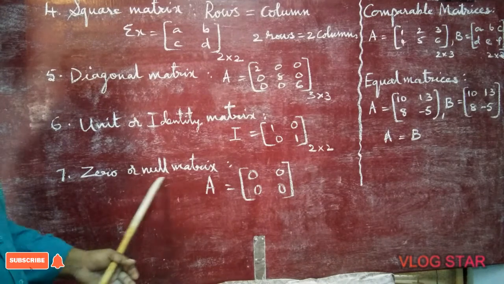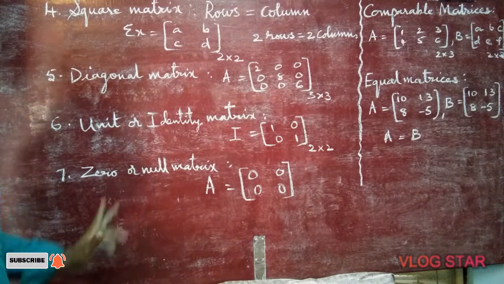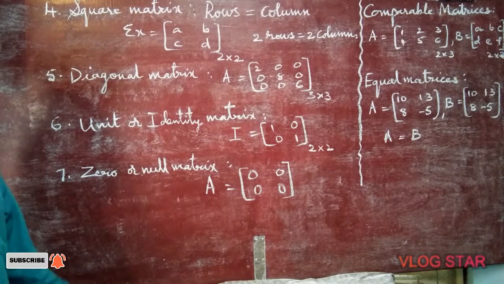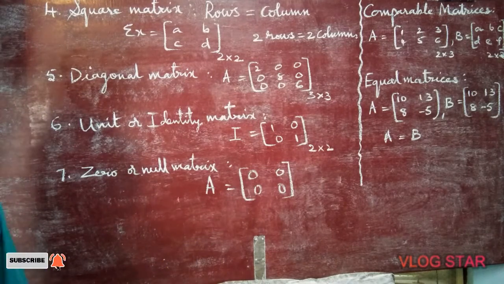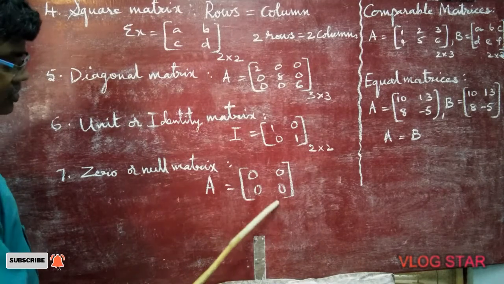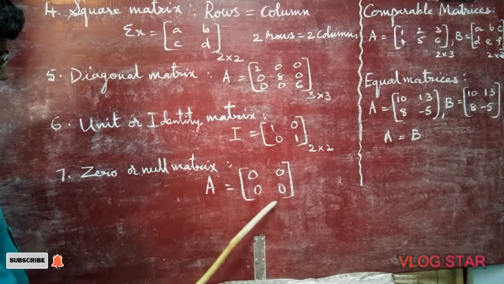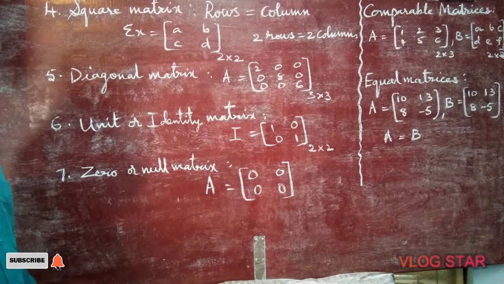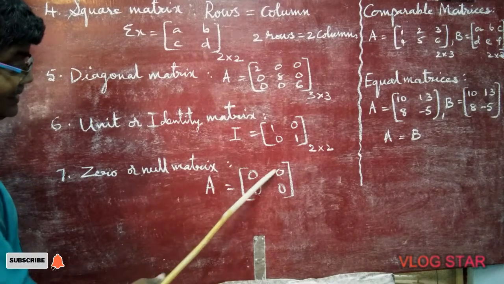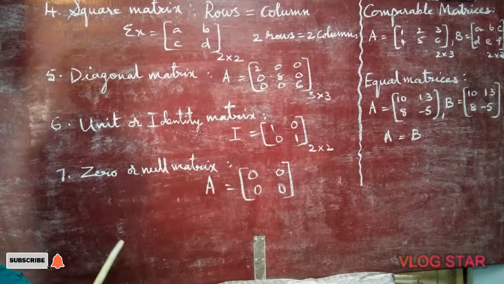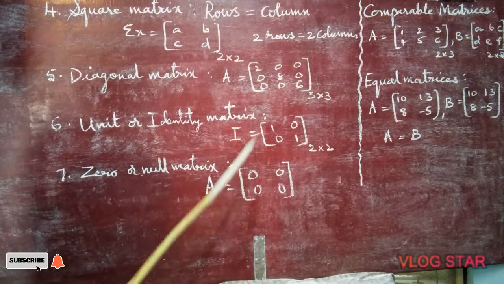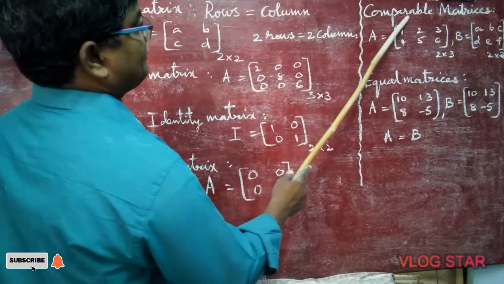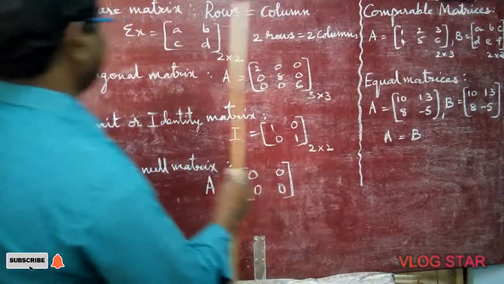Now zero matrix or null matrix, 2 names are there. Zero matrix, null matrix. A is equal to, every element will be 0 in this matrix. This is also a 2 by 2 matrix. Whatever the order may be, if each and every element is 0, we call it a null matrix or zero matrix. 7 types are there. Next, coming to comparable matrices. Here I told matrix.